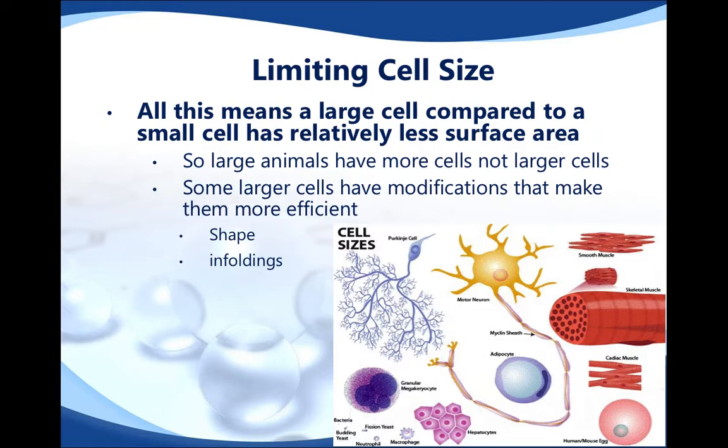So with the surface area to volume ratio, it needs to be taken into account the different cells that we have in our bodies and the different functions that they have as well. So large animals have more cells, not larger cells. Again, a common misconception by students that the larger the animal, the larger the cell. This is incorrect. Some larger cells have modifications that make them more efficient, such as the shape and infoldings. For example, if you looked at the skeletal muscle, it is known as a striated or smooth muscle. There are also nerves. We have motor neurons that again have different shapes due to their different functions.